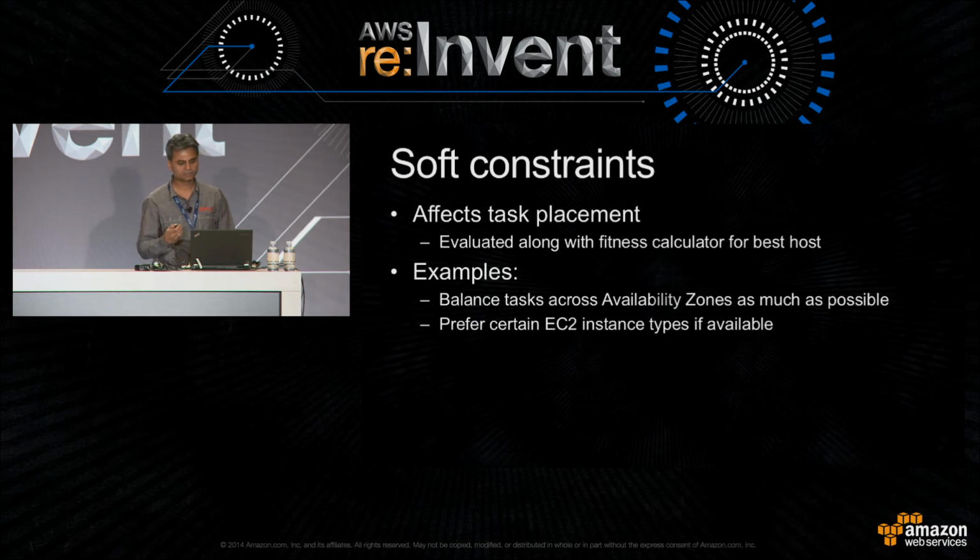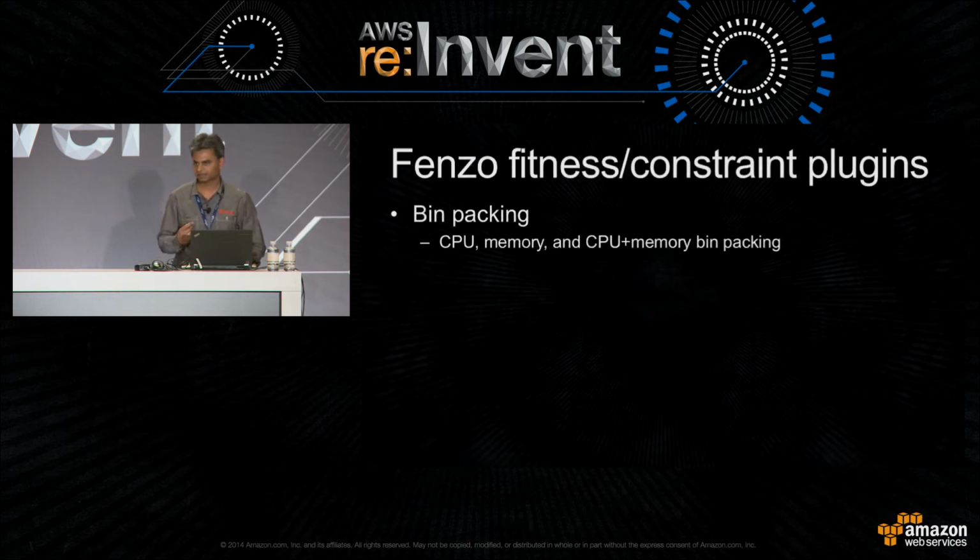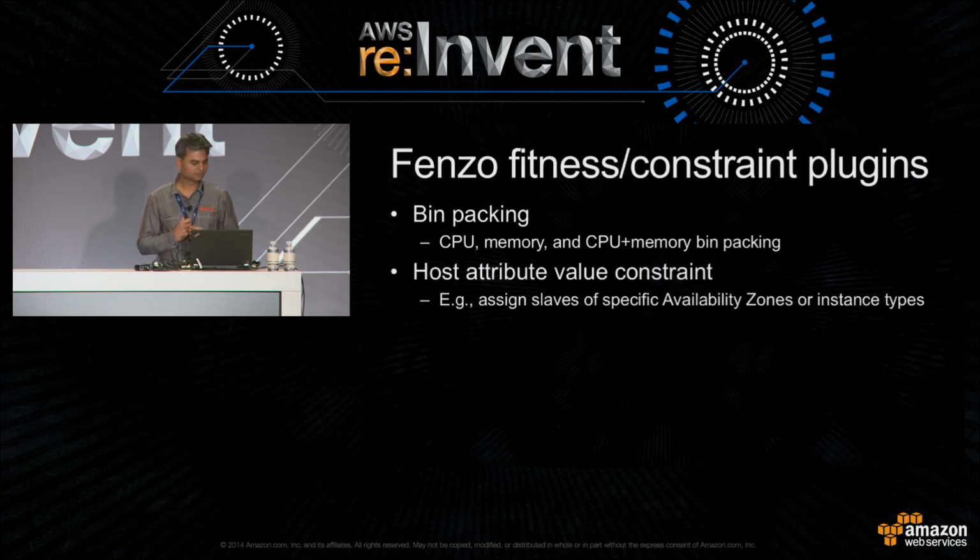And Fenzo comes built with a few constraints and fitness calculators. So bin packing, for example, if you want to achieve CPU bin packing, or maybe sometimes memory bin packing is more important, that's already available. Then there are a few other constraints available. So we can put in a constraint based on a host attribute. For example, one of the host attributes could be availability zone. Each instance that's available has an attribute on it saying which availability zone it is. And then I could specify a constraint saying I want to only run on this availability zone, for example. Or you can use that with the instance name itself if you, for some reason, want to only run on a specific instance.